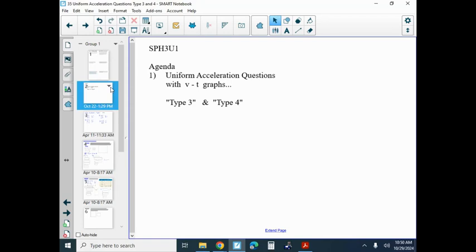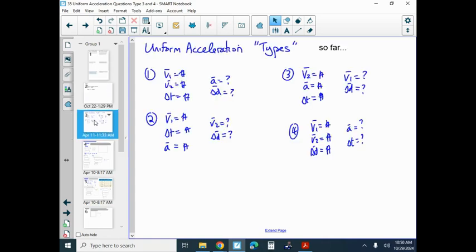We're continuing with the uniform acceleration questions, VT graphs. So we're going to look at type 3 and type 4 today, I'm going to call those. We're just working our way through the different combinations.